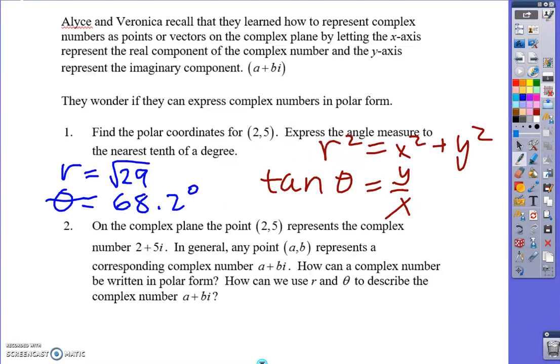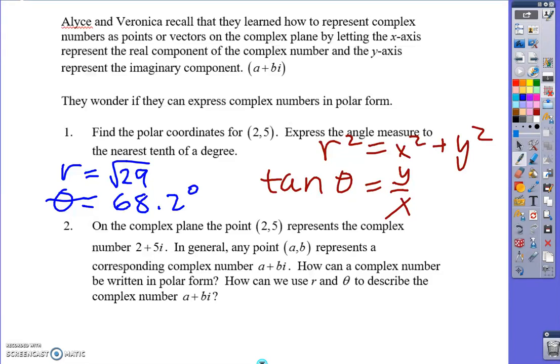So by following this, I get r is equal to the square root of 29, since 2 squared is 4 plus 5 squared is 25, and 4 plus 25 is 29, so the square root of 29. And then for theta, I did y divided by x, which was 5 divided by 2, and then took the tangent inverse of that expression and got 68.2 degrees because it says in the instructions.